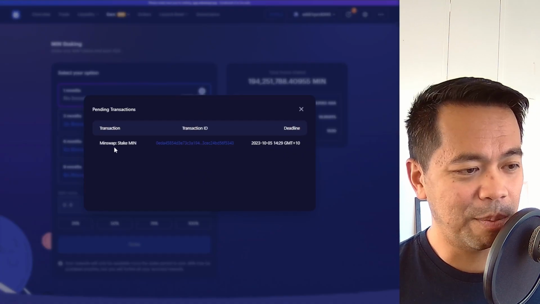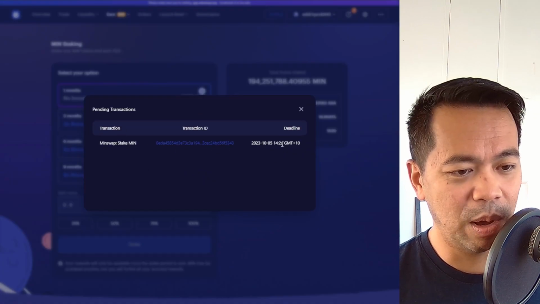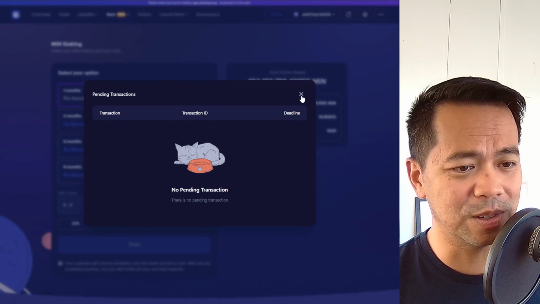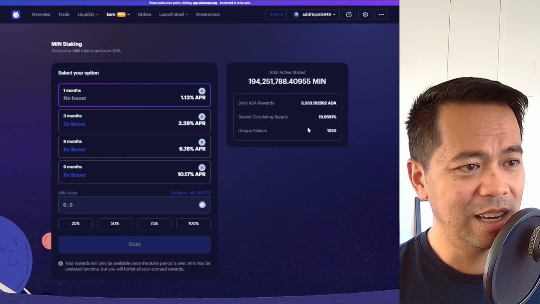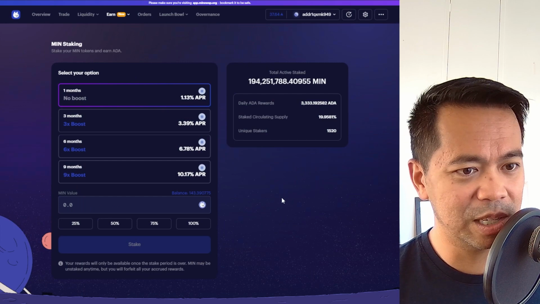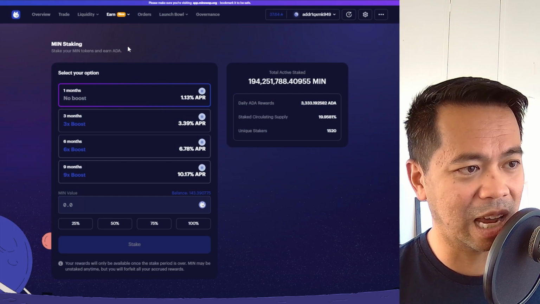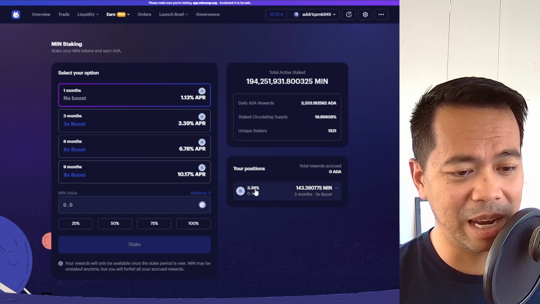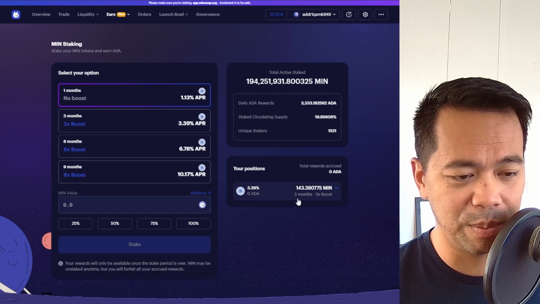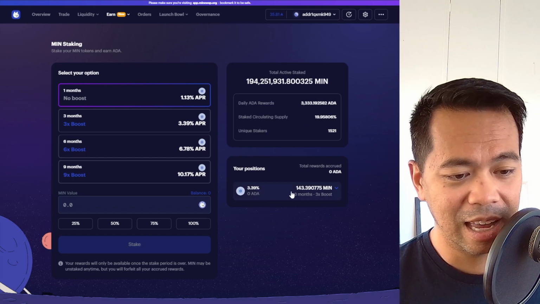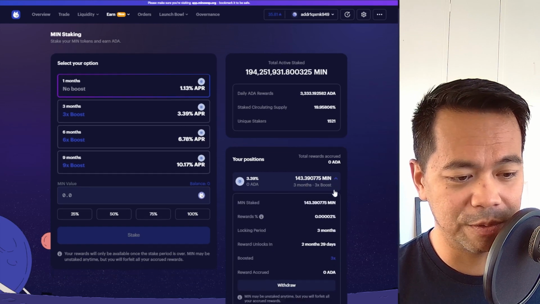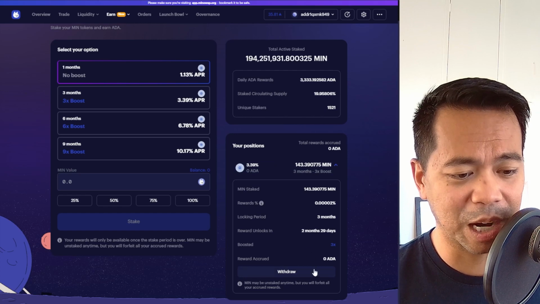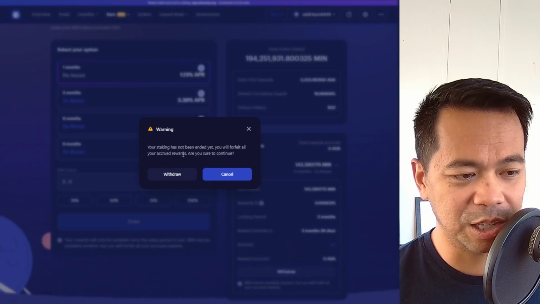I can see here that my transaction is pending at the moment. So this will just take, oh, there it goes. It will just take a few seconds to transmit onto the blockchain. And that is all done. So let me just confirm that my tokens are staked. There we go. I can see my position here of how many Min tokens I've actually staked at the moment, my potential APR, and how long the period is going for. So I've got all the details there, everything I need to know about my staked Min tokens and when I can actually withdraw them.